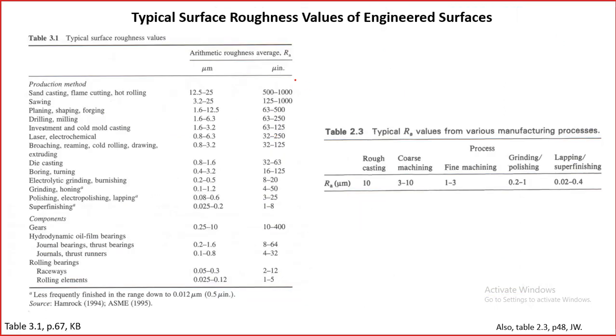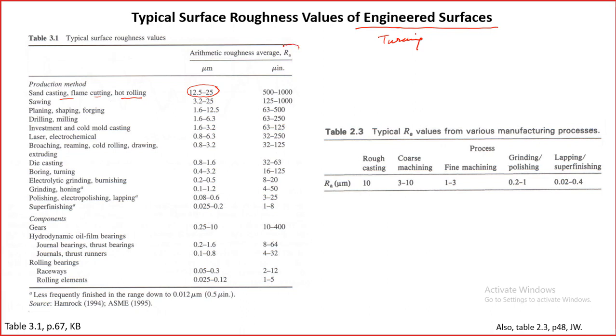So here are some typical surface roughness values of engineered surfaces. Engineered surfaces means the surfaces which have undergone some engineering process, some manufacturing. So it can be turning, machining, or casting, and so on. So all these surfaces are engineered surfaces. For example, sand casting, flame cutting, or hot rolling. So this will give us a surface roughness or Ra value.